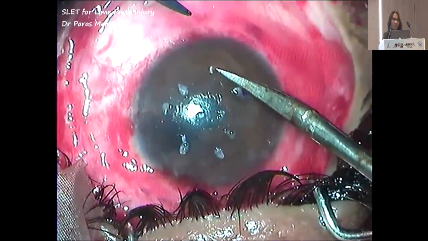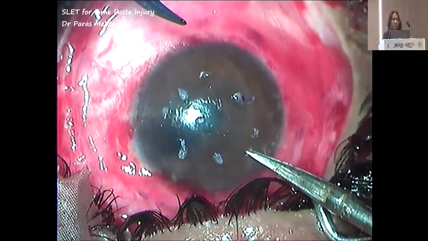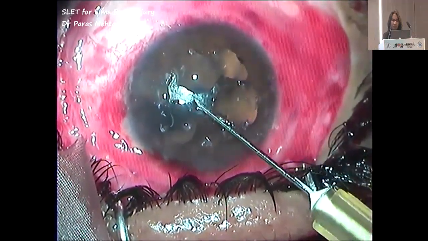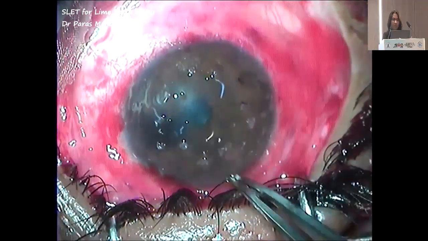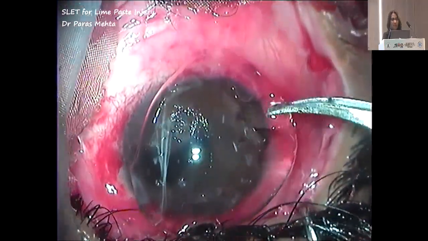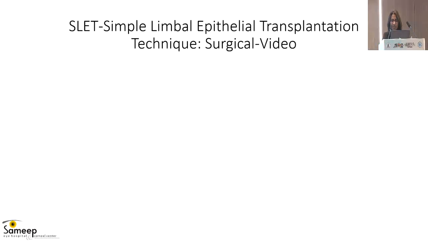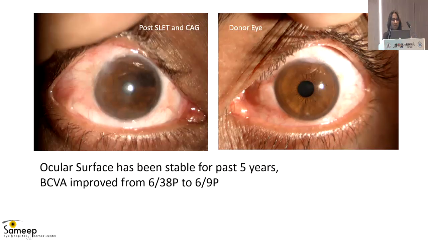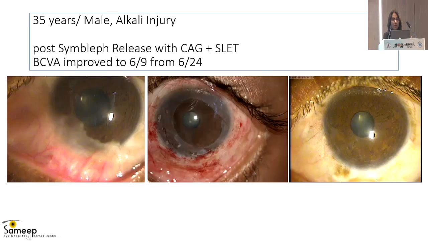You can see that small pieces are made out of that limbal tissue. A very small tissue is required, and this is arranged, and tissue glue is being applied. Once it sets onto the cornea, BCL is put and the tarsorrhaphy is applied. This is the post-op result of the same patient. This is almost 5 years post-surgery. You can see that the cornea is looking very well, the donor as well as the recipient cornea.